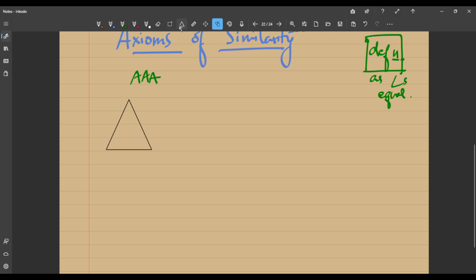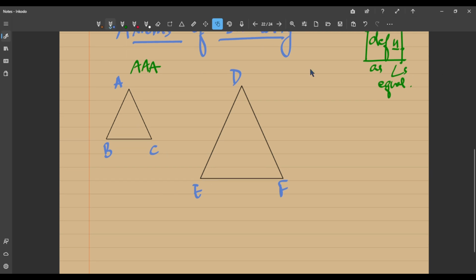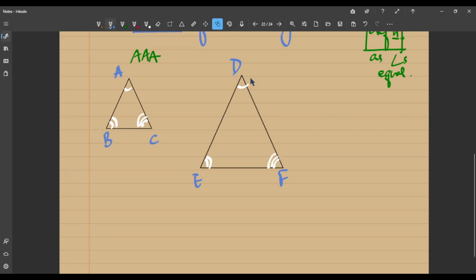So if this is one triangle and this is another triangle, and this is say triangle ABC and this is triangle DEF, then I would say that if angle A is equal to angle D, angle B is equal to angle E, and angle C is equal to angle F, then I'd say that triangle ABC and triangle DEF, where the order is important, remember, because angle B corresponds to angle E, so angle B here corresponds to my angle E in the center, the order is important, I'll call similar.